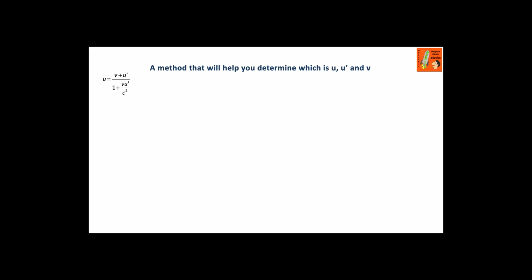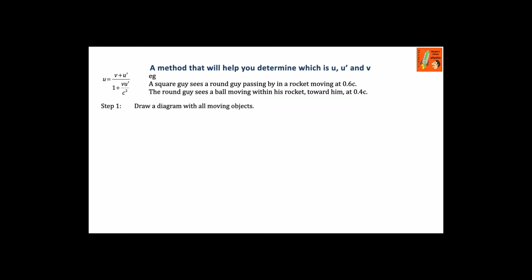Imagine this situation. You've got a square guy and he's seeing a round guy passing by in a rocket that's moving relative to him at 0.6 times the speed of light. And the round guy in the rocket sees a ball moving within that rocket toward him at 0.4 times the speed of light. So to do this type of question, you draw a diagram with all the moving objects in it.